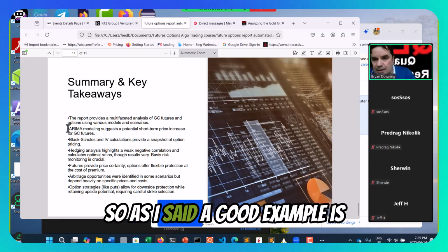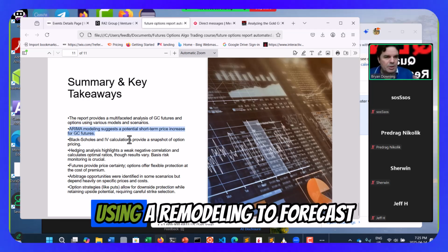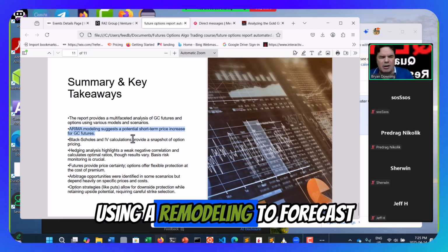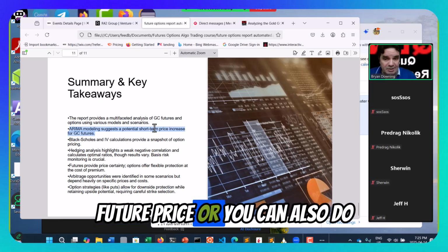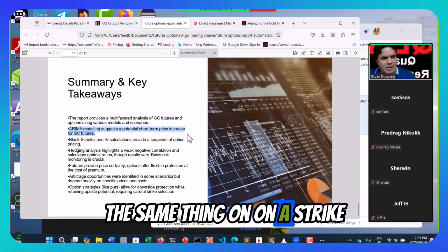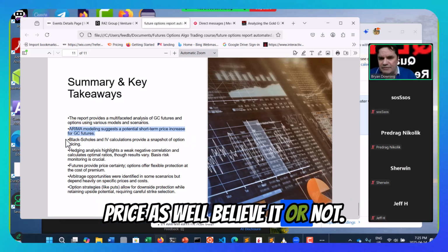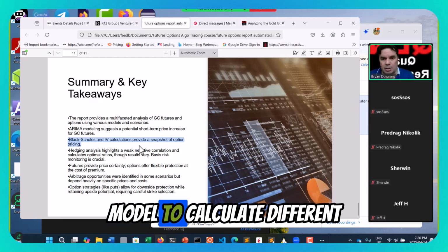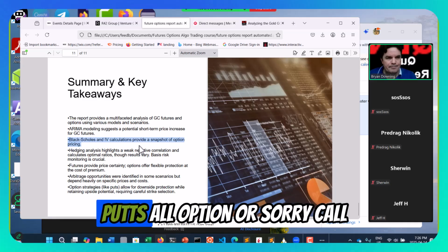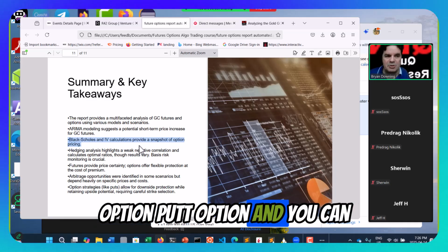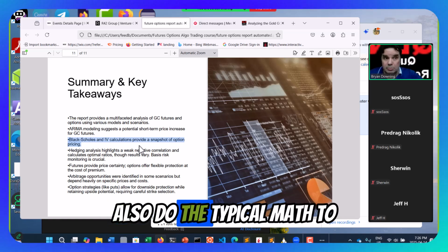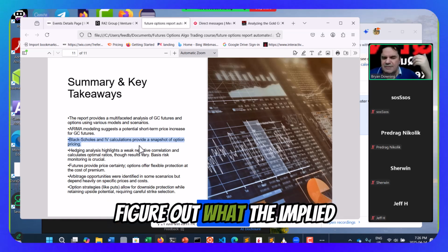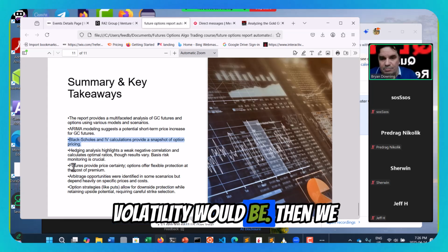As I said, a good example is using ARIMA modeling to forecast futures price, or you can do the same thing on a strike price as well. Believe it or not, you can use the Black-Scholes model to calculate different call option and put option values. And you can also do the typical math to figure out what the implied volatility would be.